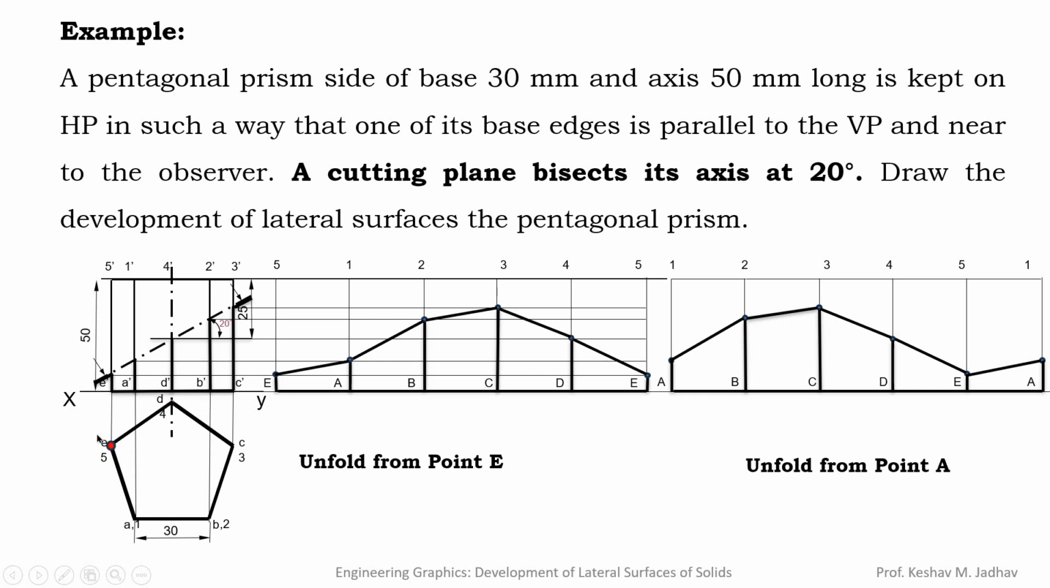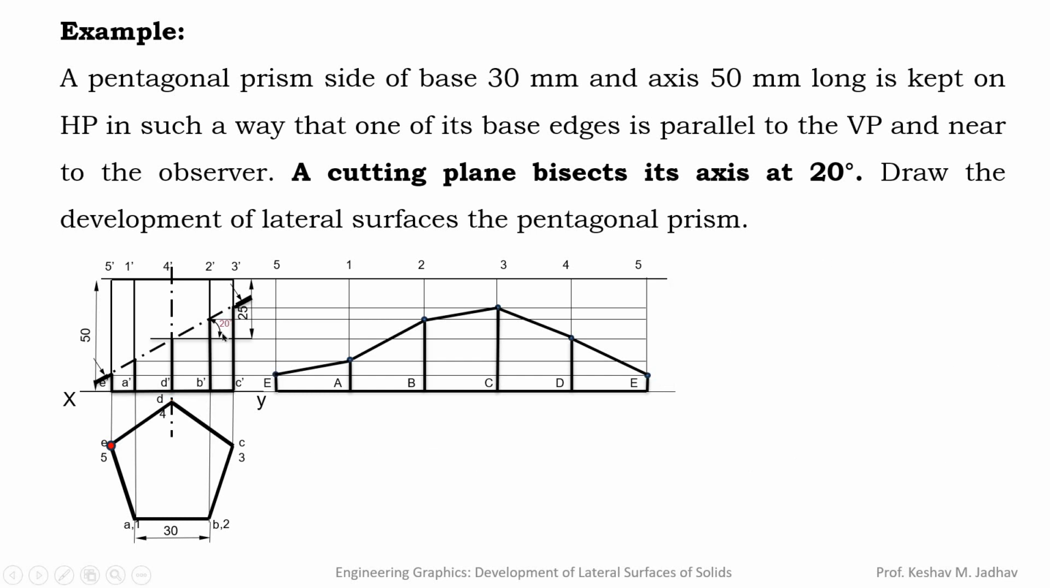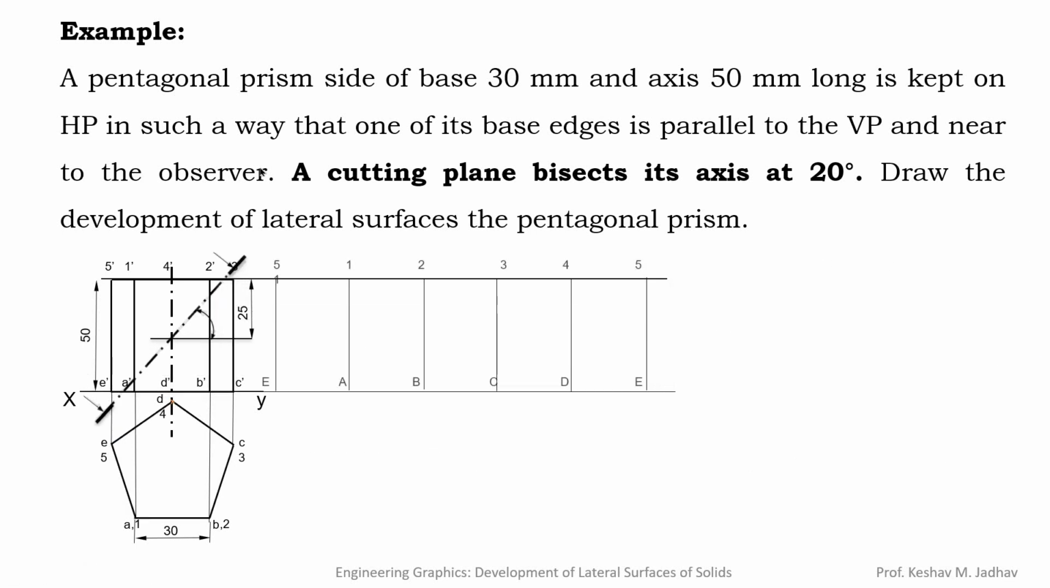So if unfolding point is not given, try to take leftmost point as an unfolding point and draw the development of lateral surfaces. Now if cutting plane inclination is more, then that cutting plane may pass through top surface and bottom surface, depends upon angle and point of intersection on the axis. So if it is intersecting top surface and bottom surface, in that case see how to locate the points.